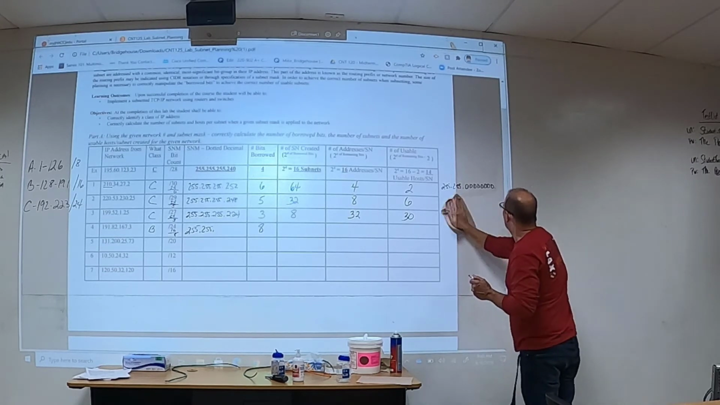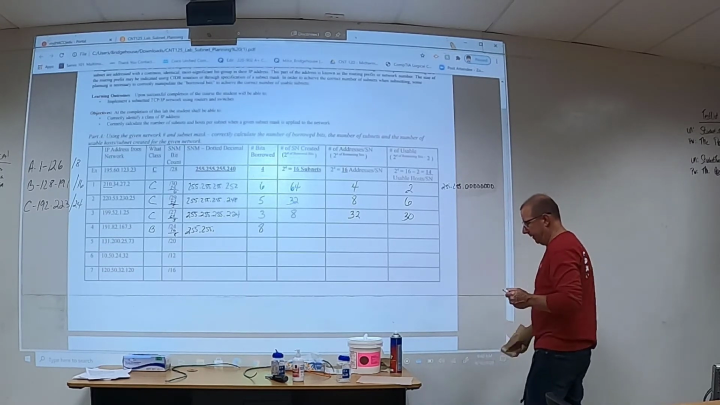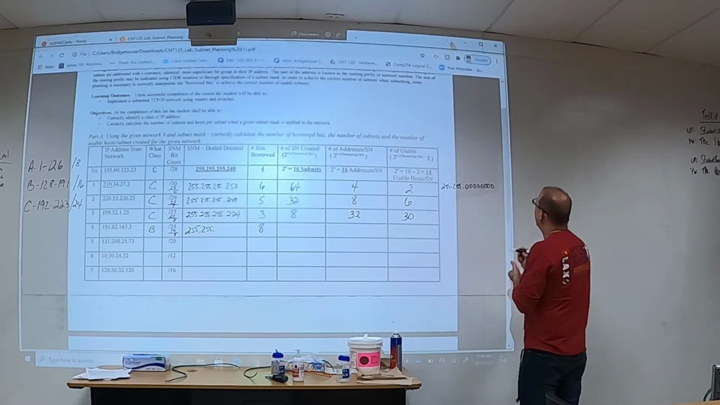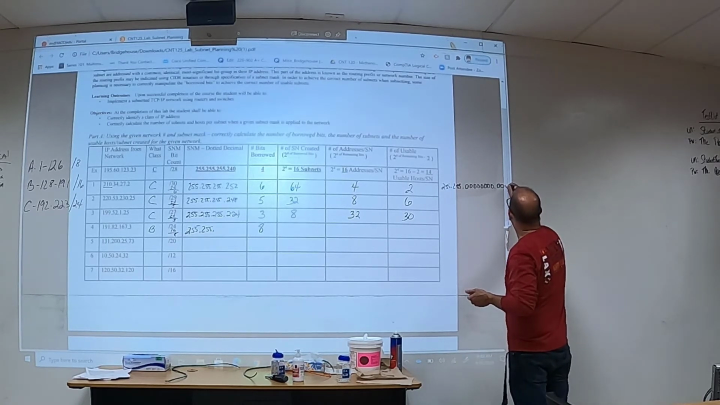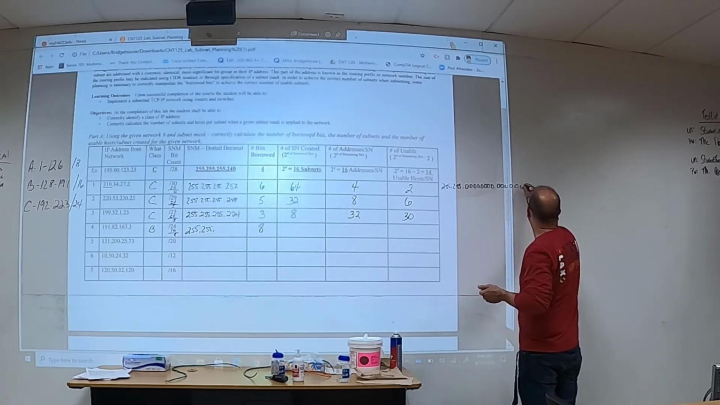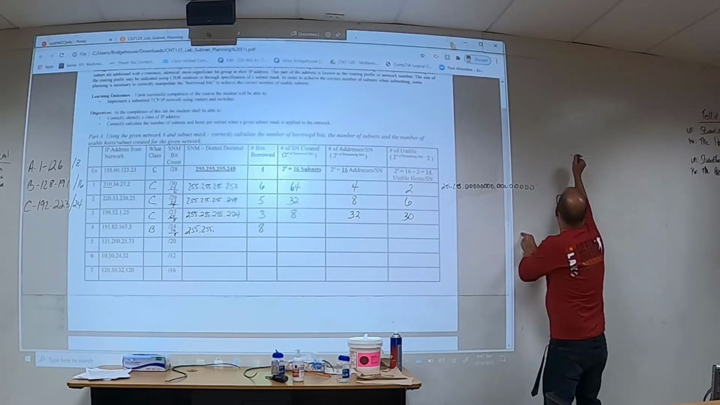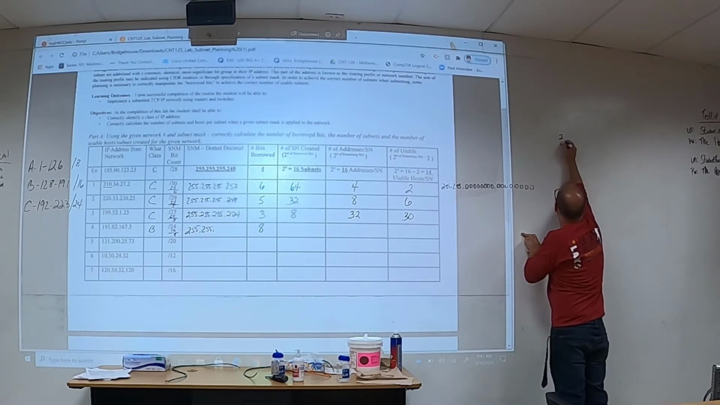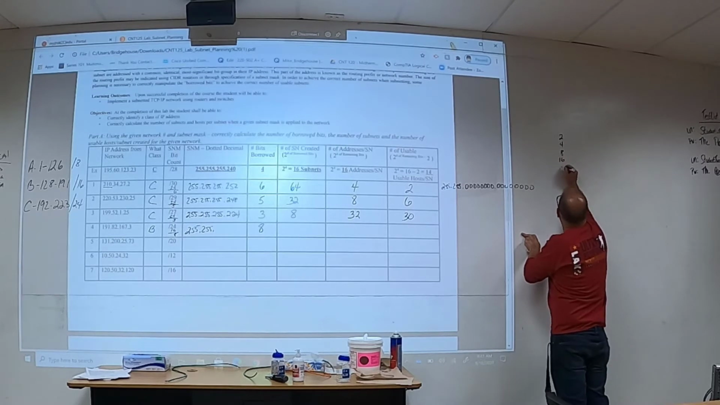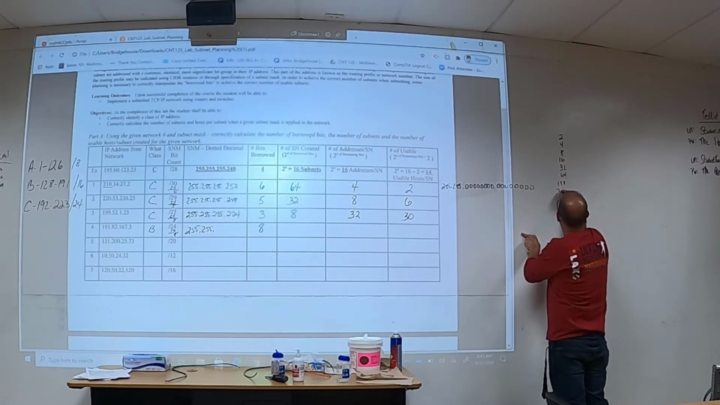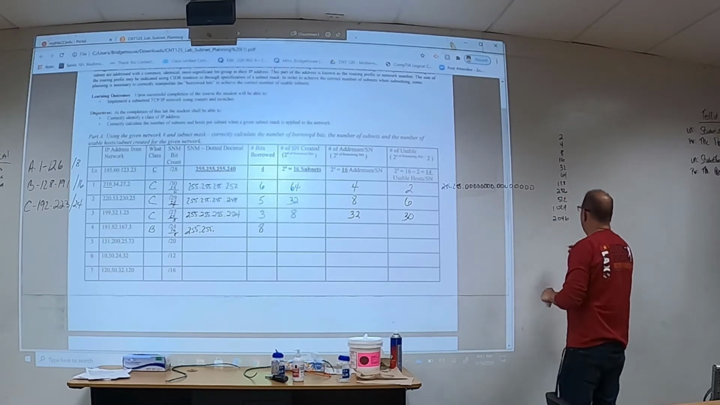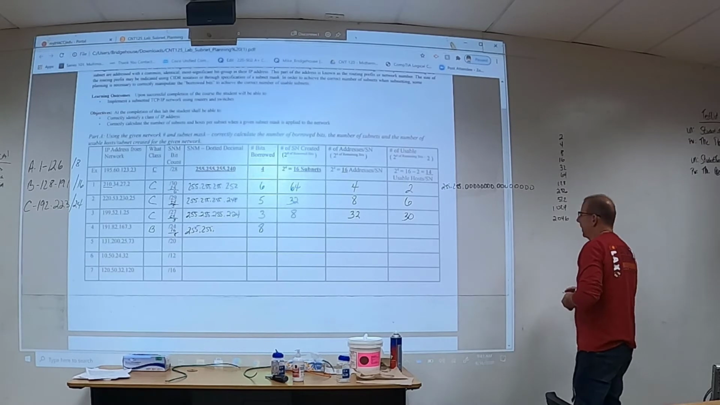Gotta get it nice and clean or I won't be able to write on it, right? Okay. And then 1, 2, 3, 4, 5, 6, 7, 8. And we'll put our numbers here. 2, 4, 8, 16, 32, 64, 128, 256, 512, 1024, 2048. And we can keep on going on and on.